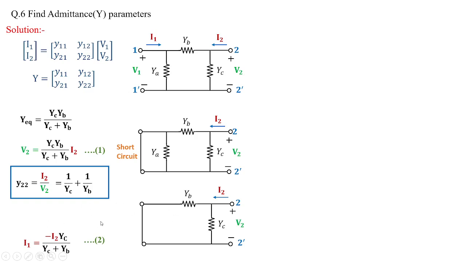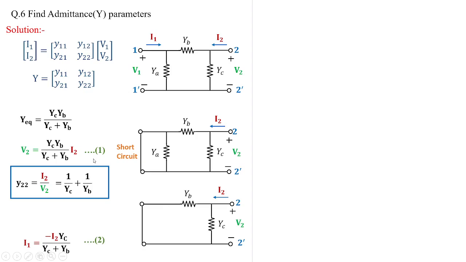Now if I want to know the value of current I1, this I1 current is opposite to I2. So from the current division rule, I can get the formula as minus I2, where I2 is acting as the total current. The opposite to YB is YC, so that's why YC is over here. And the sum of these two becomes YC plus YB. And this we're treating as equation 2.